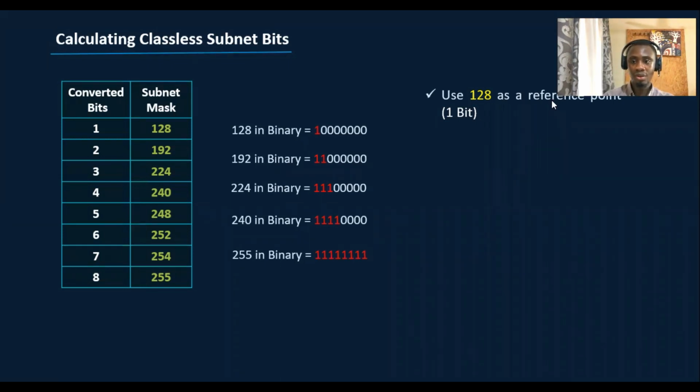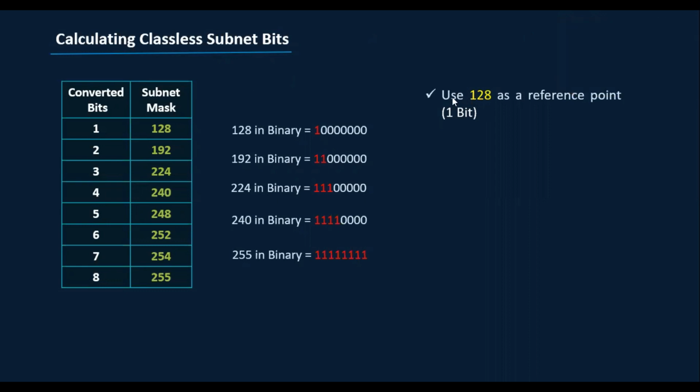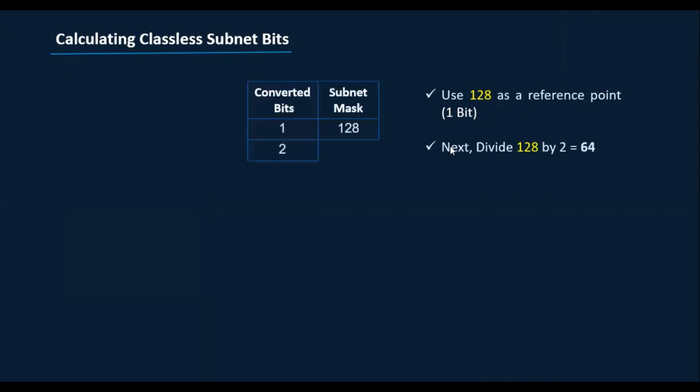I would like to show you the trick in computing this table, especially if you cannot memorize it. But if you can memorize it, you don't need to use this trick. So what you have to do first is know that you use 128 as a reference point. It's non-negotiable. You should know that 128 is a reference point if you are converting 1 bit. From here, things become easier. So the next thing you do, if you know that 128 is a reference point and it means that 1 bit has been converted, is to divide 128 by 2. And if you divide, you have 64. And you add that 64 to your reference point 128, and then you have the answer for the second bit.